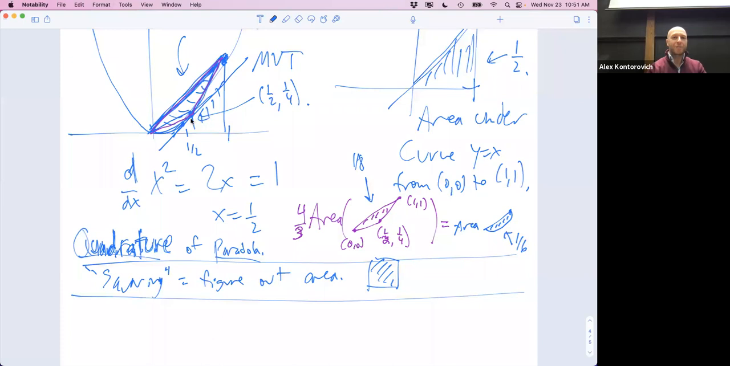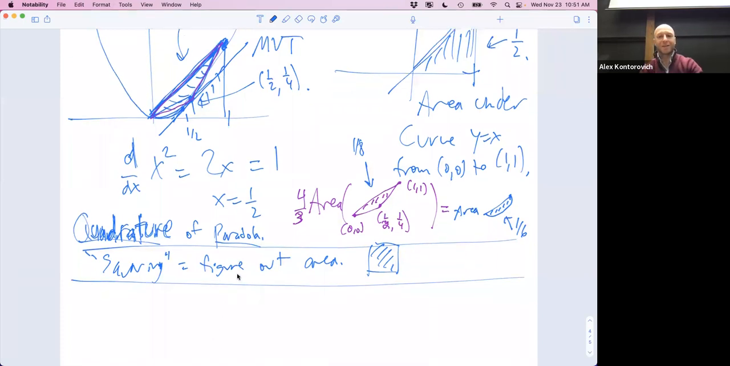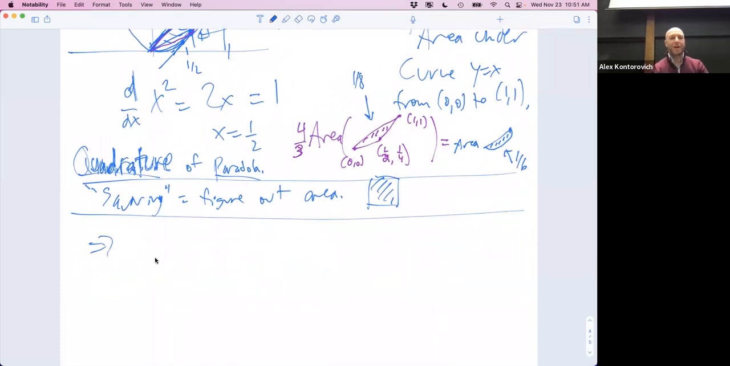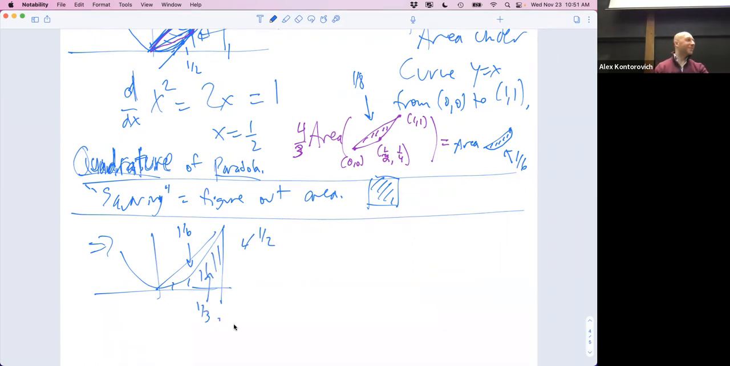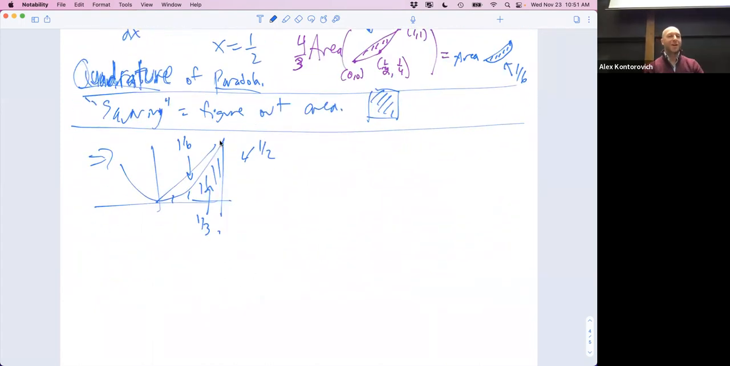So what's the area below a parabola? Therefore, this area is 1/6. The whole triangle has area 1/2. So the area under the parabola is 1/2 minus 1/6, which is 1/3. Okay. Let me show you how Fermat figured out areas of this form.